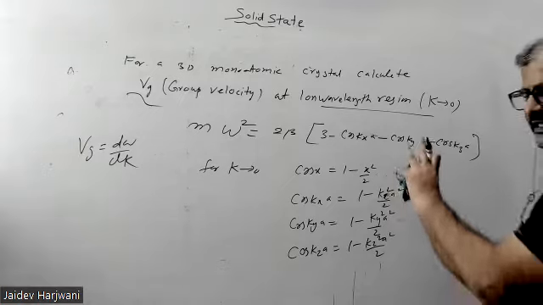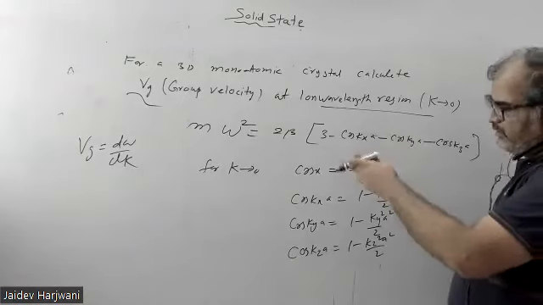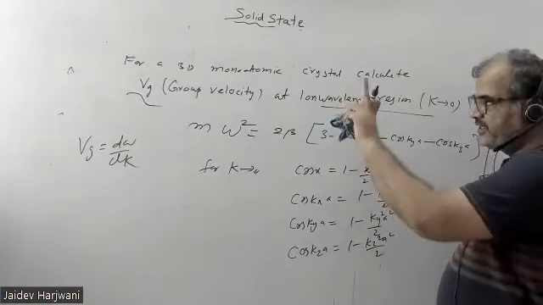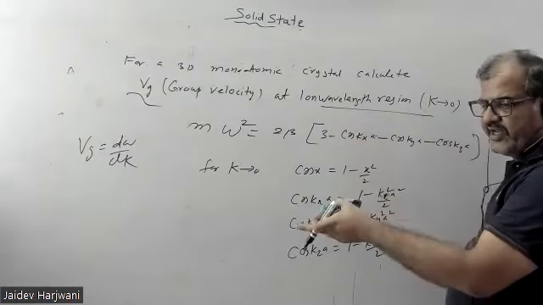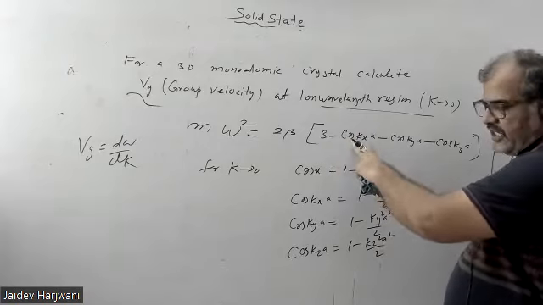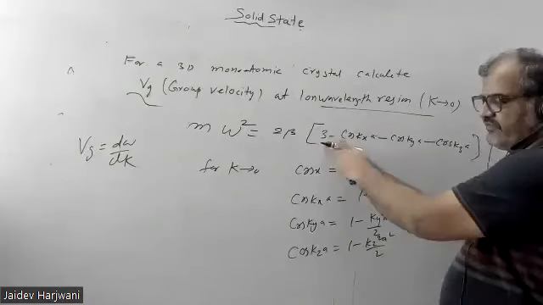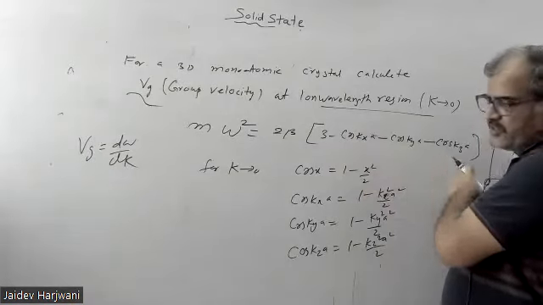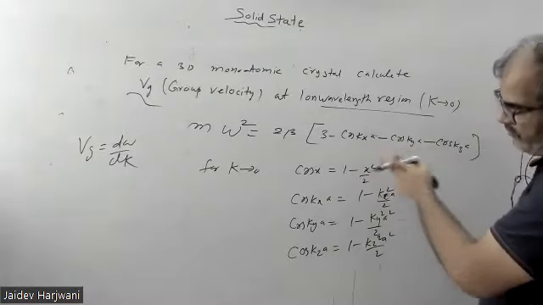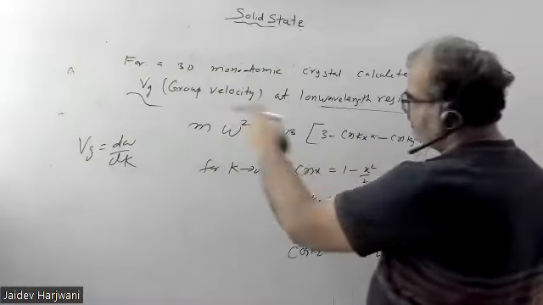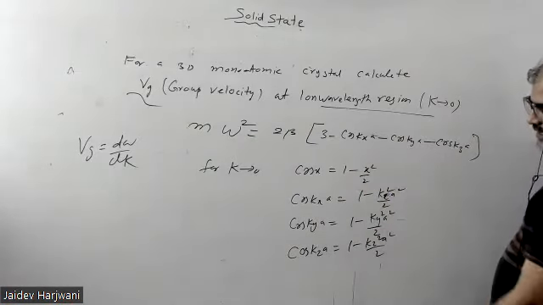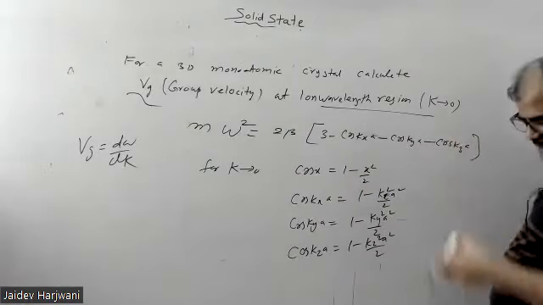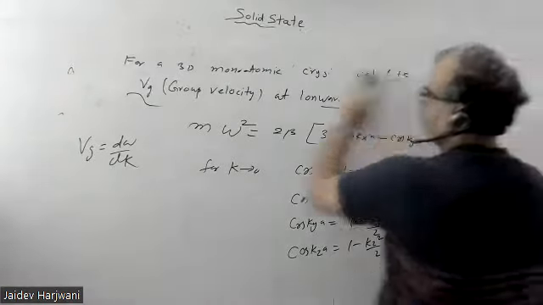I hope this question is clear to you. They have given one dispersion relation for a 3D crystal. They have just generalized what we got for 1D. In 1D we got 1 minus cos k. In 3D, they go from 1 to 3 and have generalized this expression. Now for this expression, they are asking what the group velocity is in the k tends to 0 region. In the k tends to 0 region, I can simplify these values like this, and now I can solve.